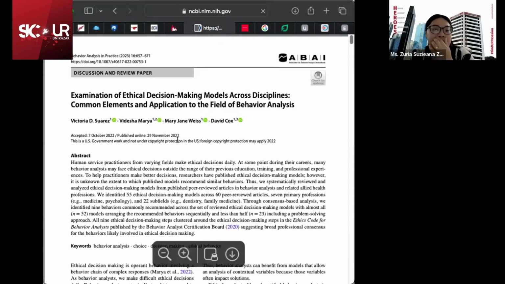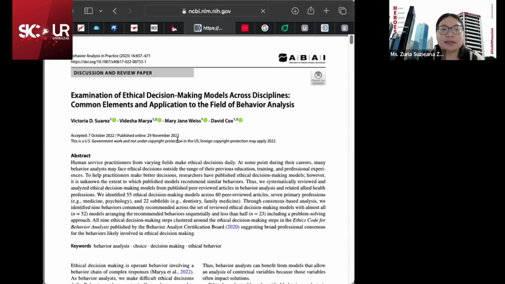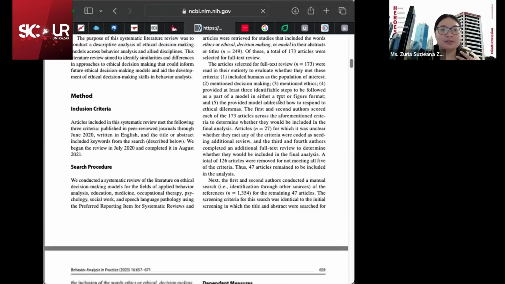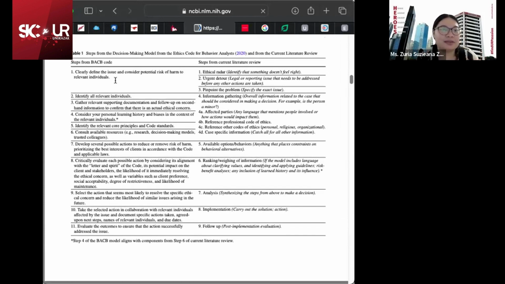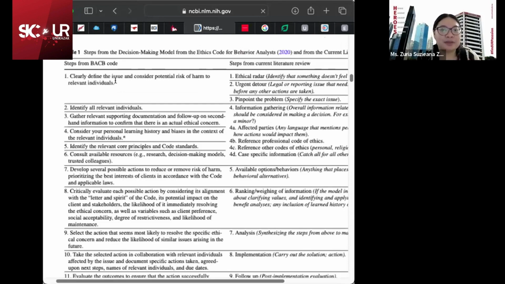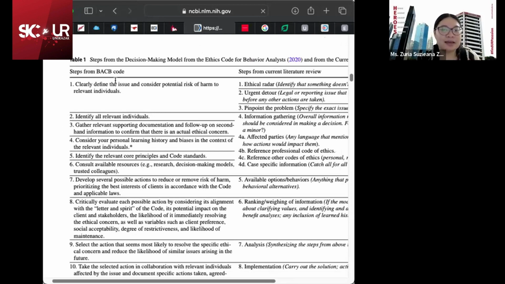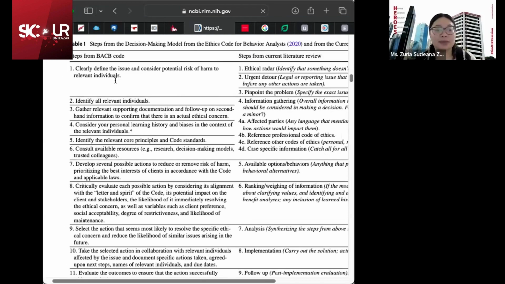Okay. So here, I have uploaded this article in your UROX, because I am attracted to these steps in decision making here. So you can relate back to whatever we have learned just now. These are the steps that can be taken before we make any decision.